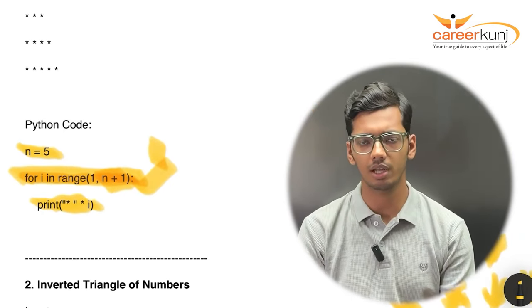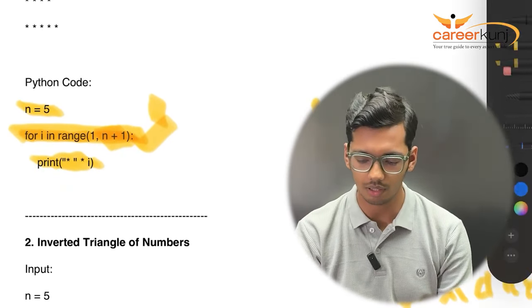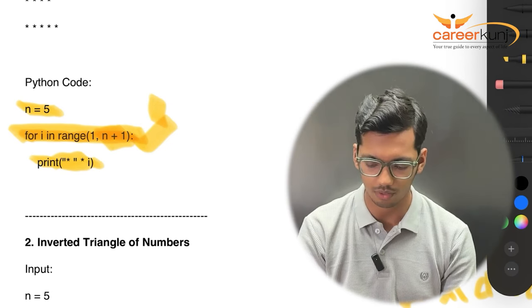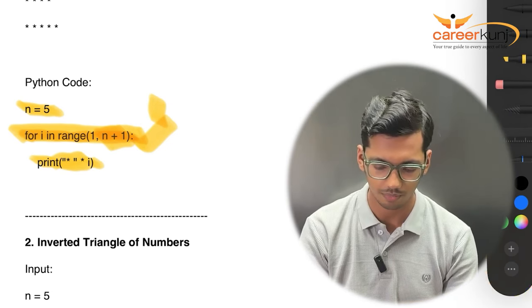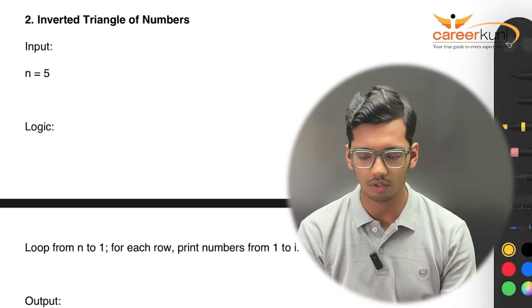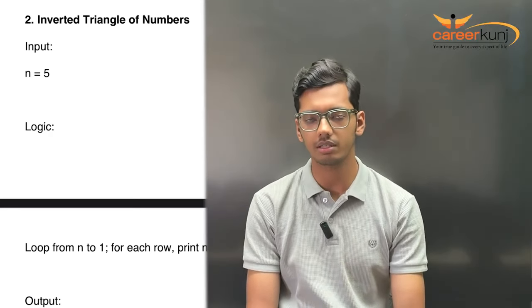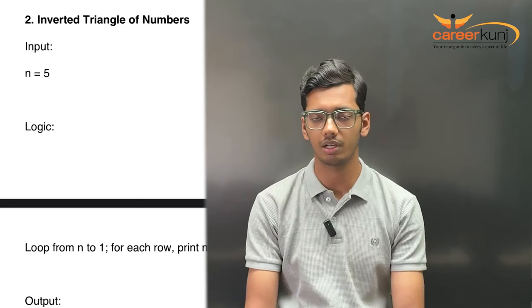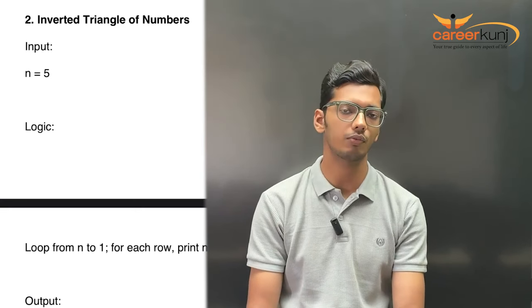Similar question, I'm coming to the next question, but let me erase this first. Yeah, so this was our first pattern based question. Coming to the next question, that is inverted triangle of numbers. See, now we printed stars, right? But now we want to print an inverted triangle of numbers.